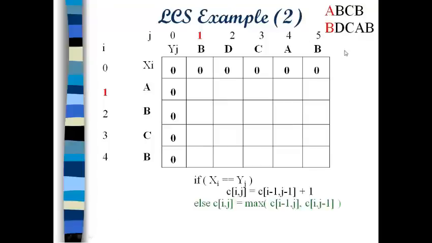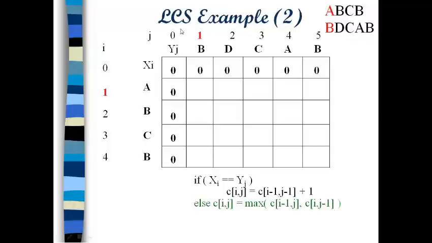In this problem, we have to follow two simple rules. If both the characters or the symbols in the string x and y match, we'll add 1 to the length of the smaller string, C of i minus 1, j minus 1. If both the characters or the symbols in the string x and y mismatch, we'll choose the maximum value between C of i minus 1, j and C of i, j minus 1.